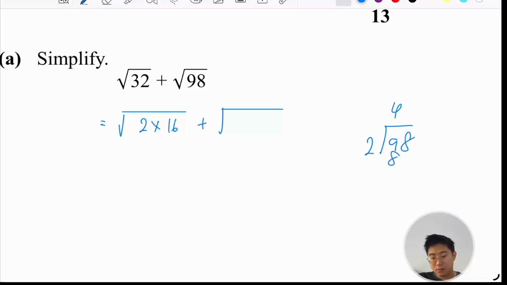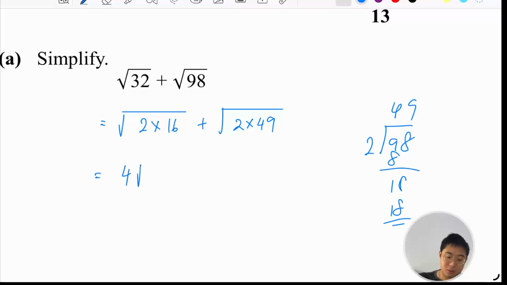4, 8, 18, 9, 48. Yeah, there you go. No, sorry, 49. And then you can see no remainders. So 49 we can square root, that's a 7. So 2 times 49, square root of 16 is 4, right? So 4 root 2 plus 49 is 7. So 7 root 2.